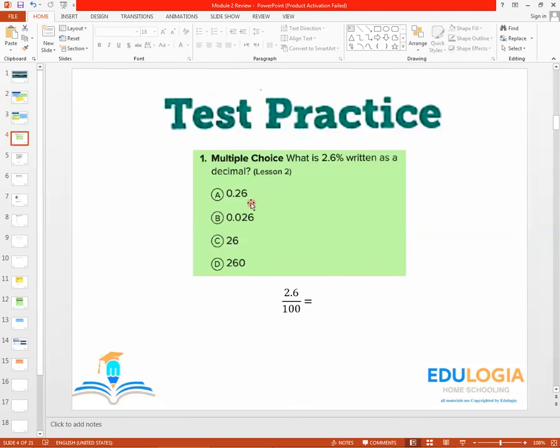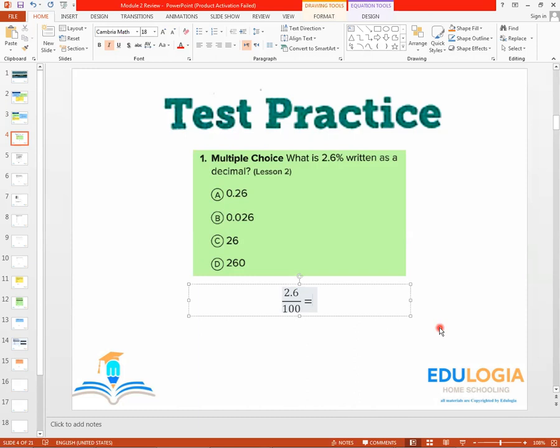Okay, let's try it here. Number 1. What's 2.6% written as a decimal? It's 2.6%, and it means 2.6 over 100. Oh, we have a problem here. It's a decimal above. What should you do?